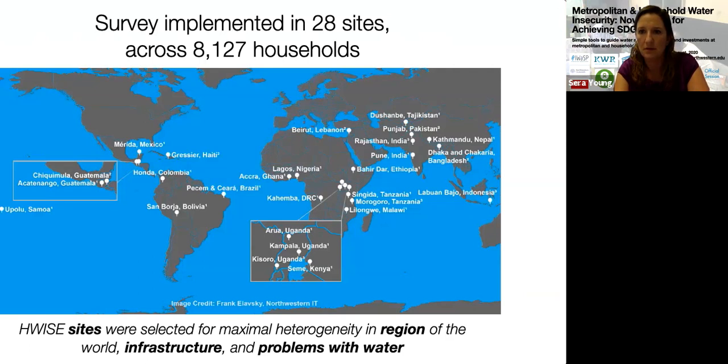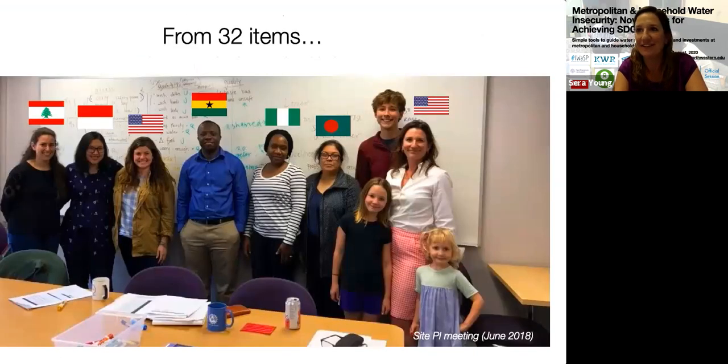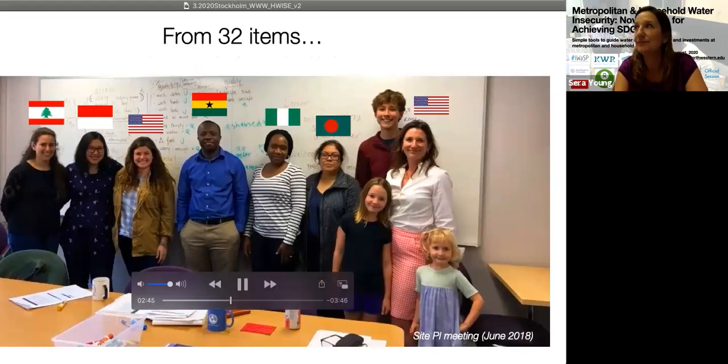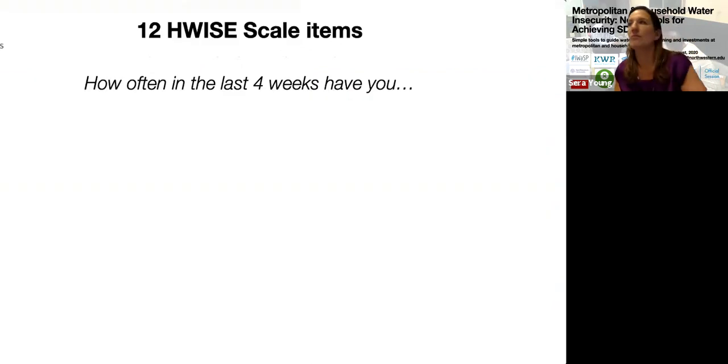And these sites were selected to really get a range of climate, of infrastructure, problems with water, too much, too little, low quality. We did a lot of statistics that I won't bore you with, but if you scan this QR code, you can read more about how we developed this scale and how we took it from 32 items in the course of statistics and meetings like this with site PIs from around the world to 12 items. And those items are like this.